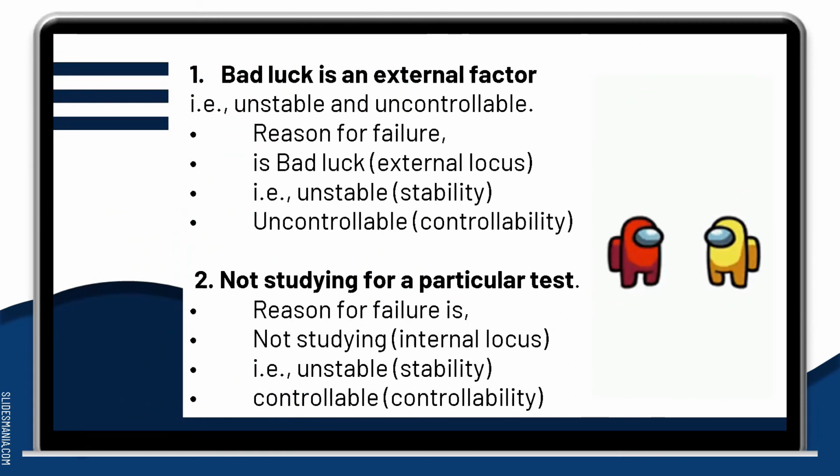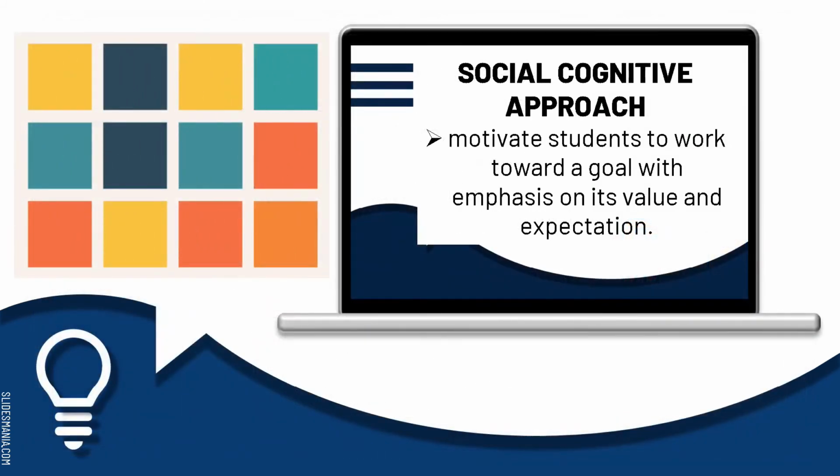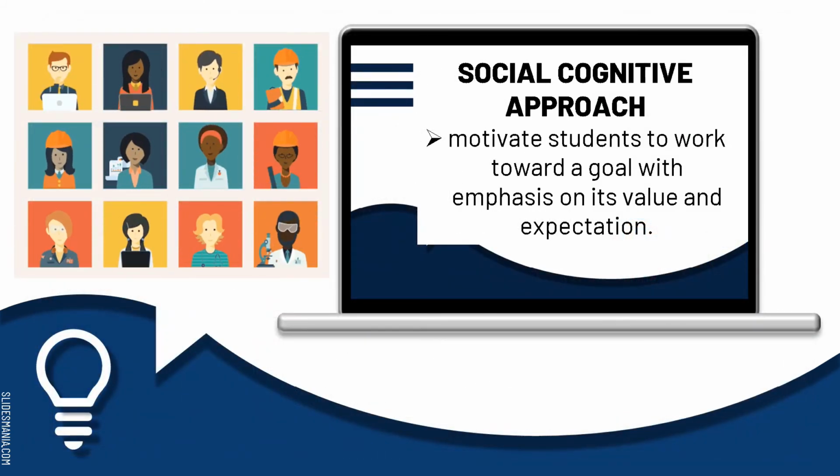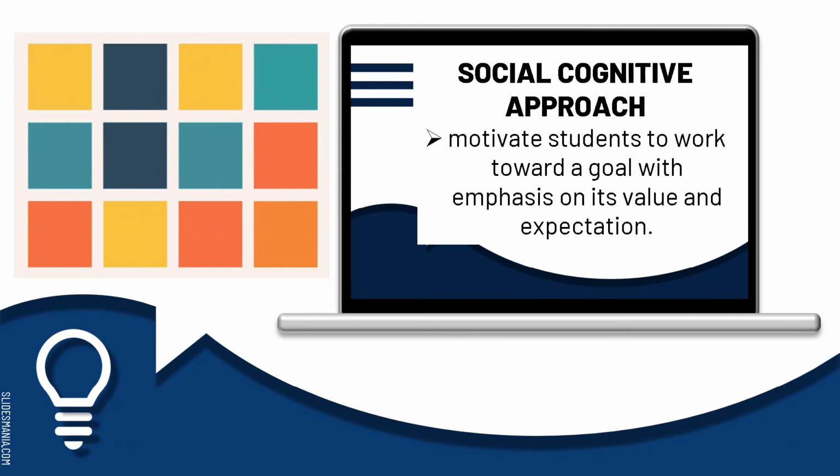When failure is attributed to lack of effort, a controllable cause, the sequence is: failure, lack of effort, controllable, responsible, guilt, engagement, performance improves. Number 4, social cognitive approach. It motivates students to work toward a goal with emphasis on its value and expectation.